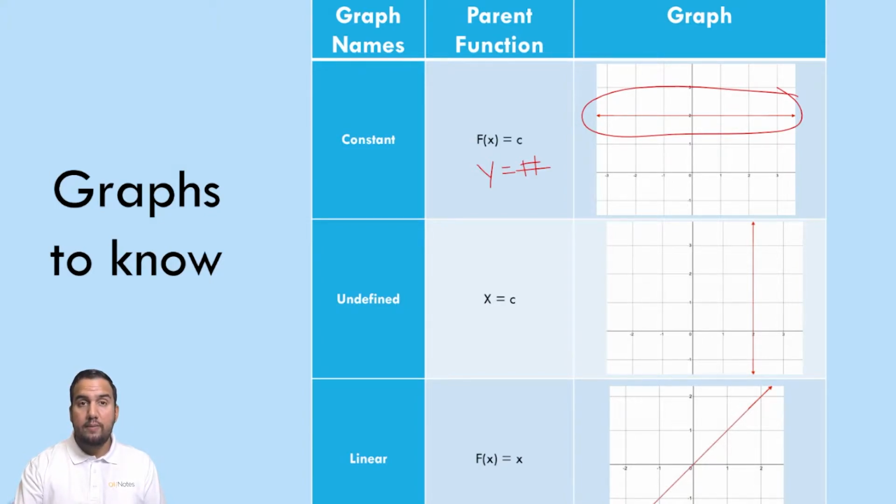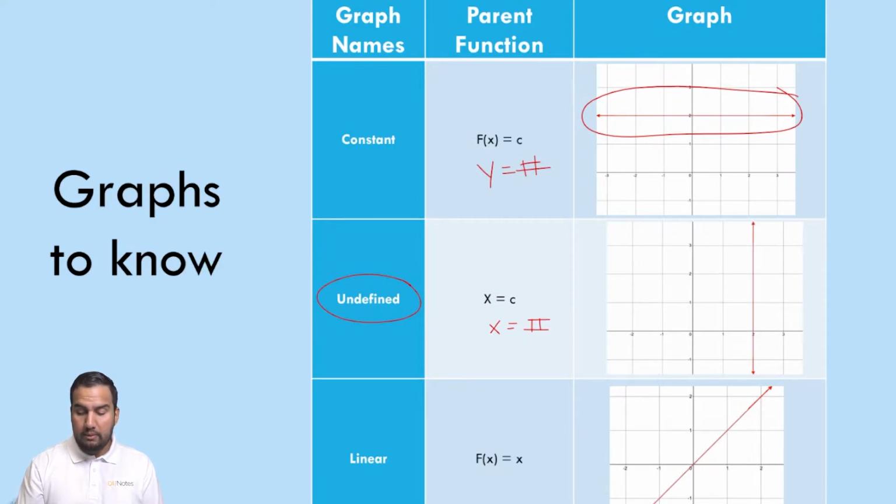Now the next one is not an actual function, but it is a graph that you want to remember. It's x equals a number. That's a vertical line, and it's also called your undefined graph. So an undefined graph is always going to be x equals a number. Remember, a constant just represents a number. Any number in the world, it could be a constant, and it's going to be a vertical line, so straight up and down. So think about a previous lesson when we did the vertical line test. When we draw a line up and down, that's what an undefined line will look like.